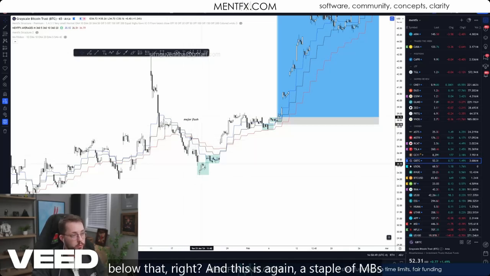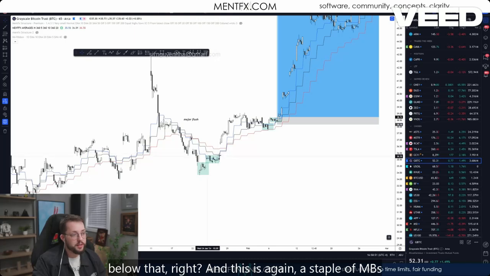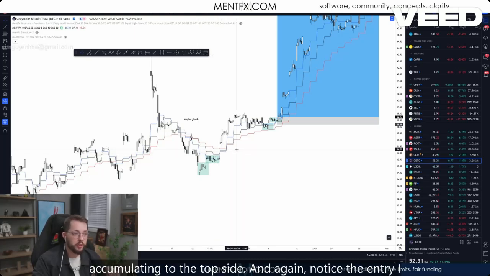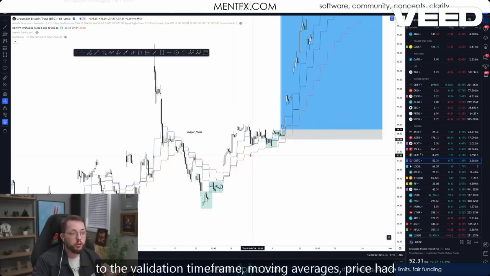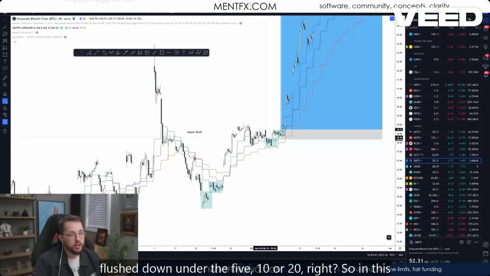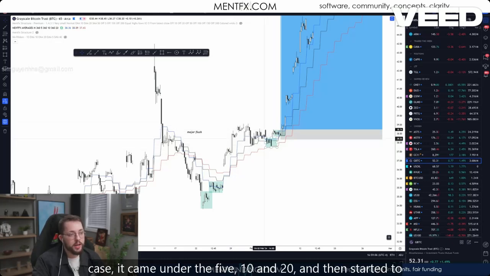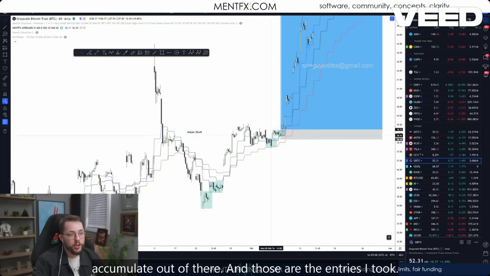So in this case, we flushed below that, right? And this is, again, a staple of MBs accumulating to the top side. And again, notice the entry I personally took. Where was it and what happened in reference to the validation time frame's moving averages? Price had flushed down under the 5, 10, or 20, right? So in this case, it came under the 5, 10, and 20, and then started to accumulate out of there. And those are the entries I took.